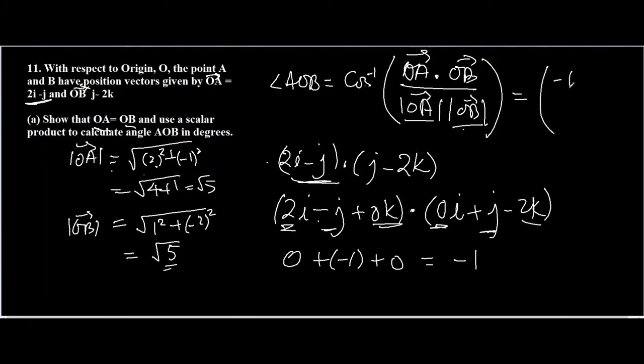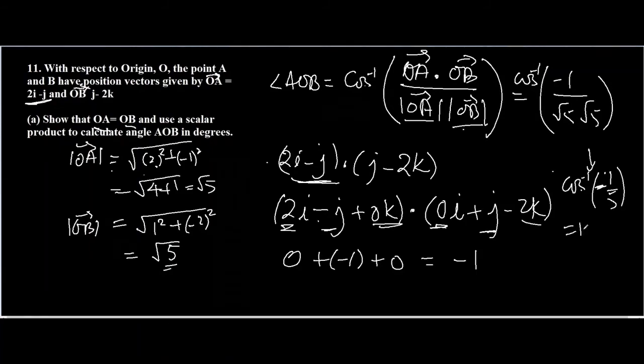So that is cos inverse of minus 1 over square root 5 times square root 5, which will be cos inverse of minus 1 over 5. Now obviously it will be an obtuse angle because it is negative. Cos is negative in the second quadrant. Let's find it. It is 101.53 degrees.